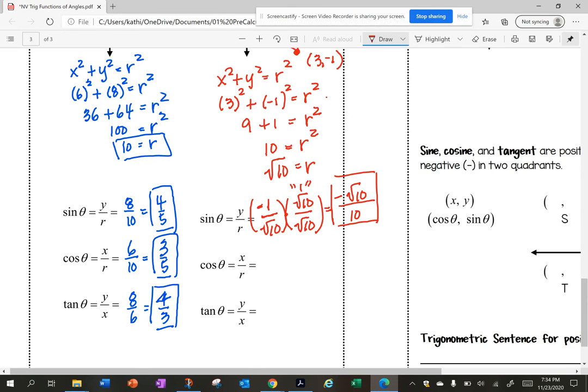Substituting in for cosine, cosine is x divided by r. So x is 3. My radius is the square root of 10. Again, I need to rationalize my denominator. So I'm going to multiply by the square root of 10 divided by the square root of 10. So I have 3 times the square root of 10 over 10. And tangent is y over x. So y is -1 and x is 3.